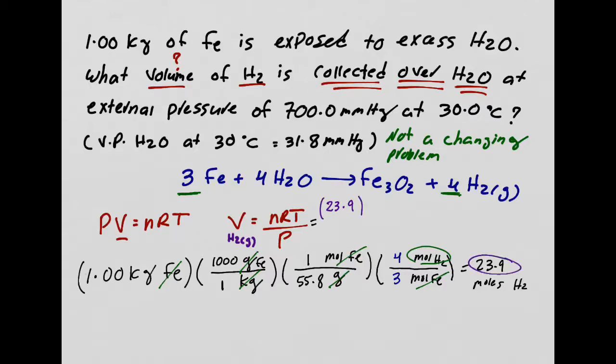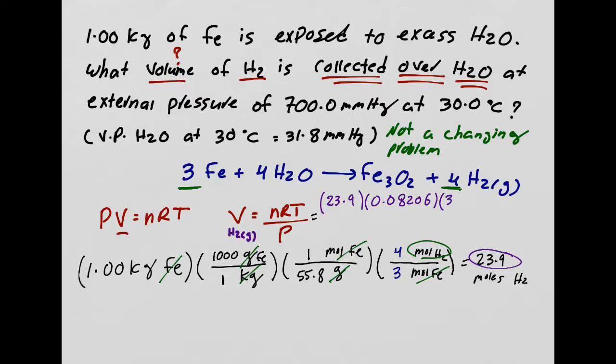Now, R is an ideal gas constant, 0.08206. Do I have a temperature? Temperature is given to you here. It is 30 degrees Celsius, but don't forget you have to add 273 to get Kelvin, so it will be the right temperature. Okay, so far so good. I have the moles, I have the R, I have the T.